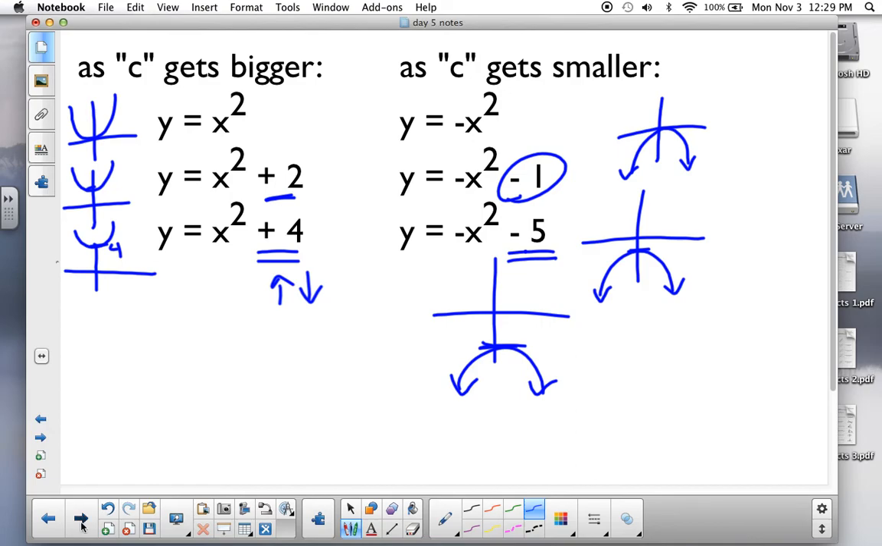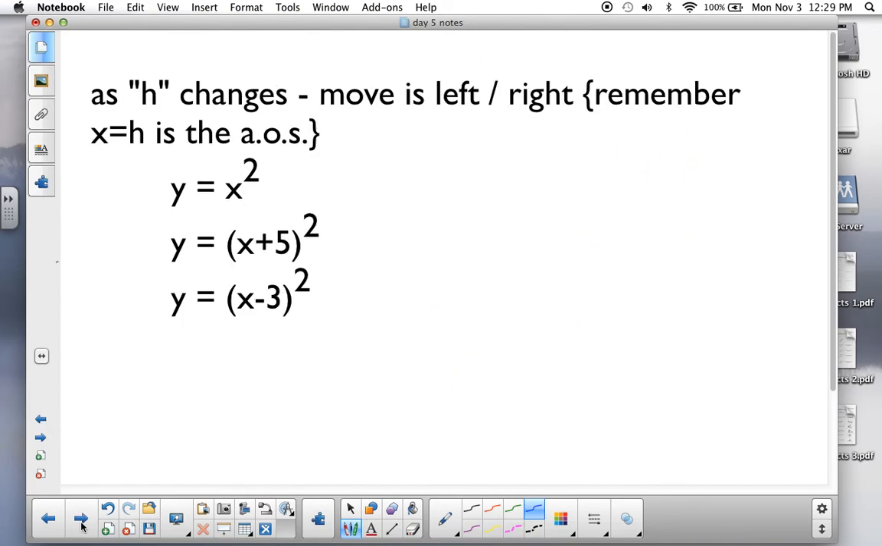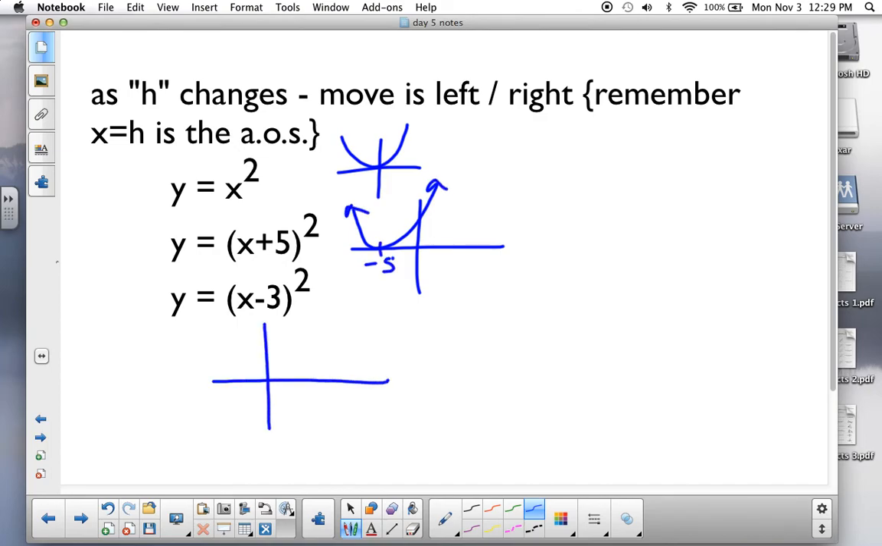And then the last thing is the left-right shift. As this number inside the parenthesis changes, that's your left-right move. And that does the opposite of what it looks like. So if you have y equals x squared, it's just the generic parabola. But when you have this x plus 5, it's actually going to shift the whole parabola over like this to -5. And this one, even though it looks like -3, is actually going to move over here to be +3.